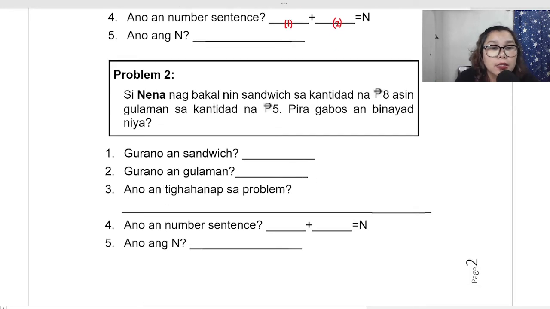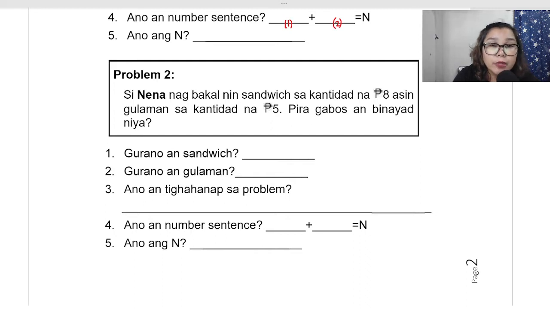So, it says here, si Nena nagbakal ng sandwich sa kantidad na 8 pesos, asin gulaman sa kantidad na 5 pesos. Piragabos ang binayad niya. So, Nena bought sandwich, which is 8 pesos worth. And then, gulaman, gelatin, which is worth 5 pesos. Piragabos na ang binayad niya. How much did she pay?